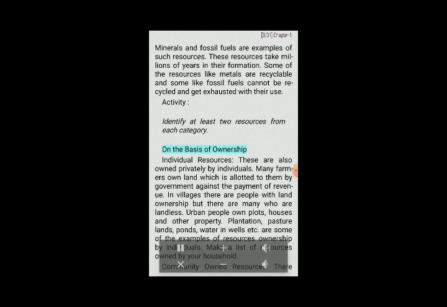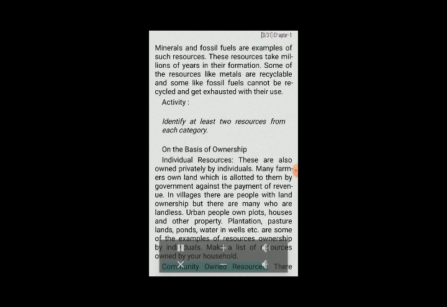On the basis of ownership. Individual resources. These are also owned privately by individuals. Many farmers own land which is allotted to them by government against the payment of revenue. In villages there are people with land ownership, but there are many who are landless. Urban people own plots, houses and other property. Plantation, pasture lands, ponds, water in wells, etc. are some of the examples of resources owned by individuals. Make a list of resources owned by your household.